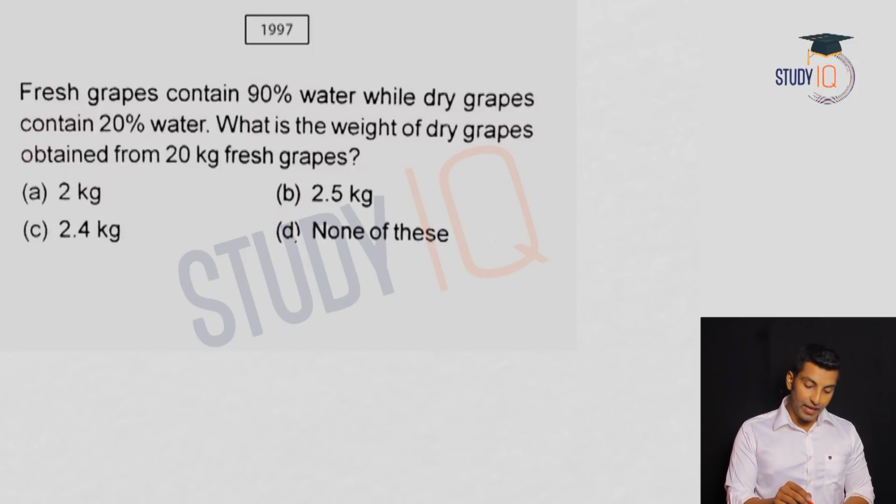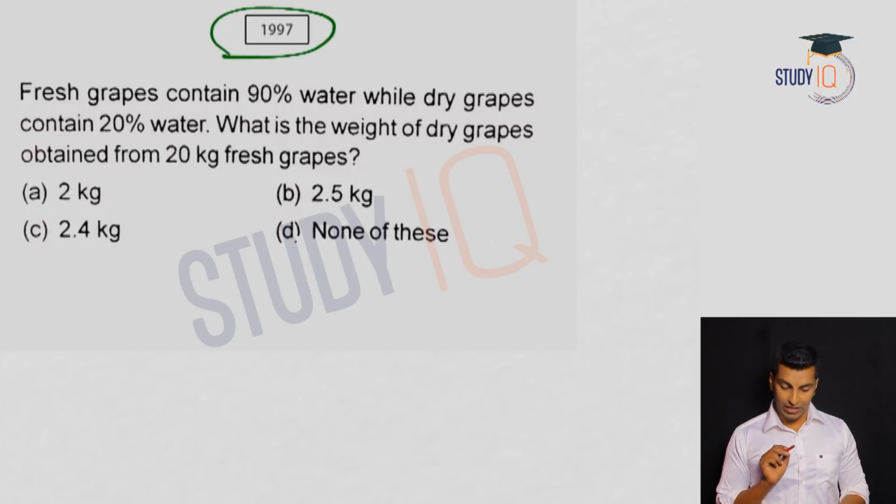Now, this is a very tricky question. Take a minute and solve this question. Very simple, one-liner. The moment you see it, you will jump on it and you will spend some time also. So let's take a minute and solve this question.